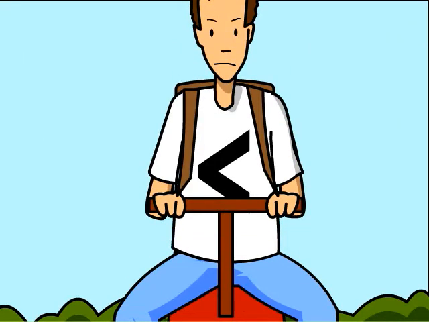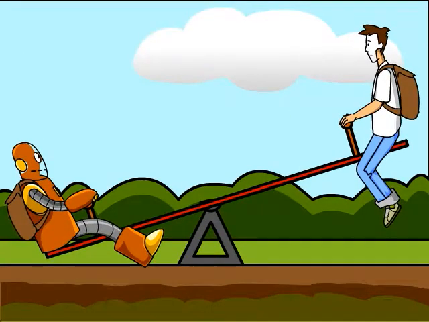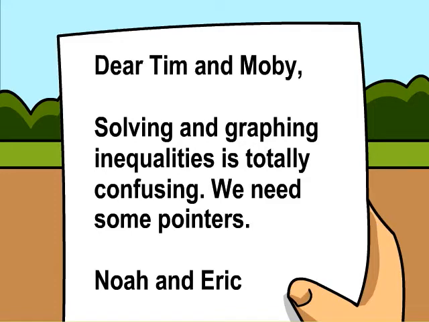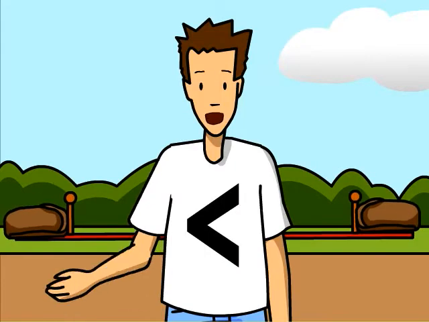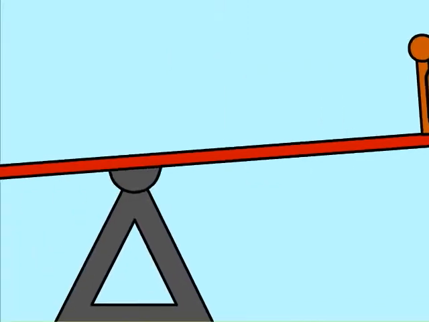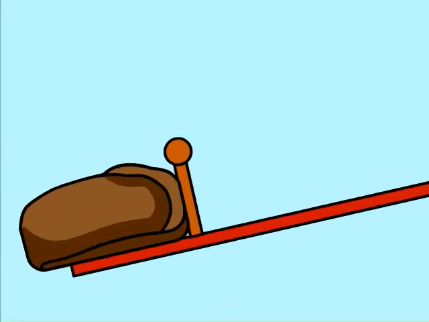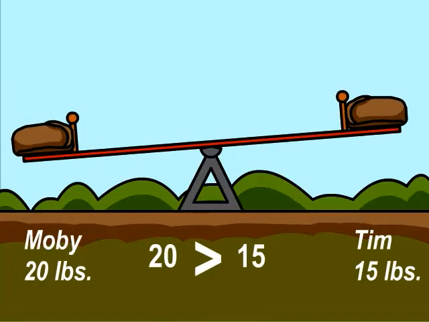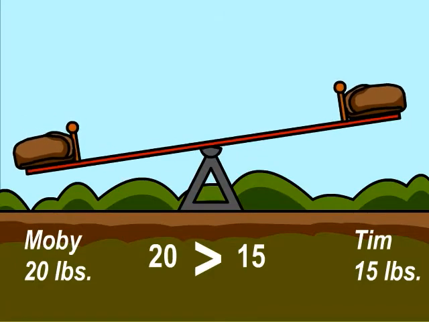Dear Tim and Moby, solving and graphing inequalities is totally confusing. We need some pointers. From Noah and Eric. Well, you can see an inequality at work here, right on the seesaw. My backpack weighs about 15 pounds, and Moby's weighs 20 pounds. The weight of Moby's backpack is greater than the weight of mine by 5 pounds.